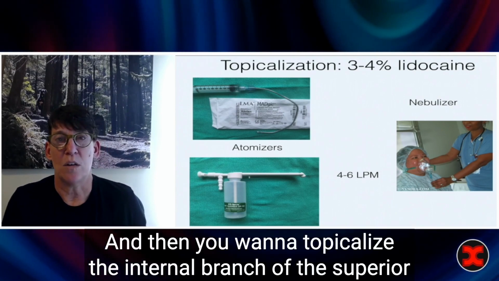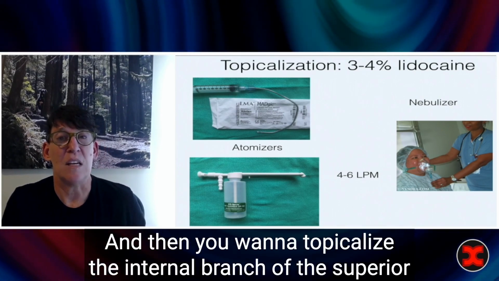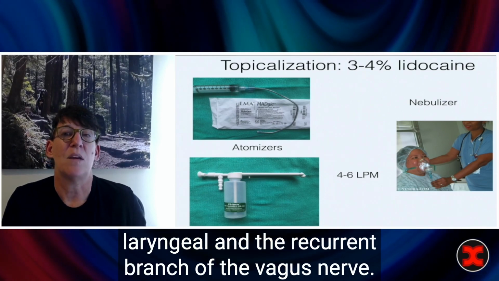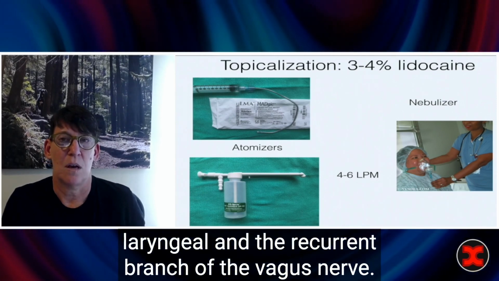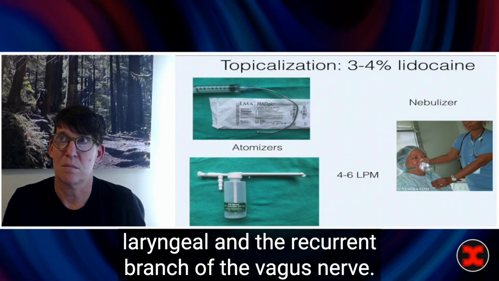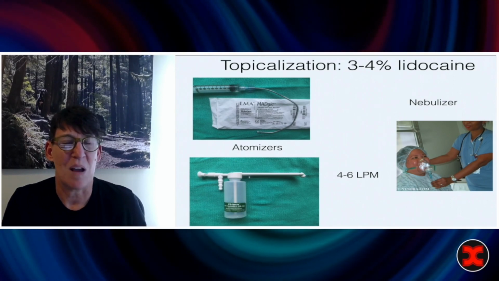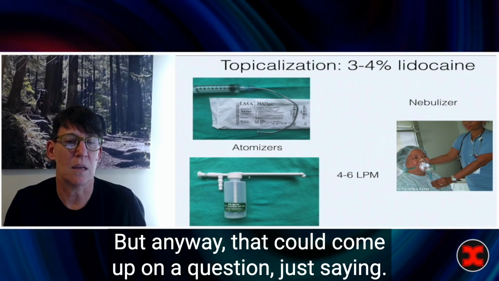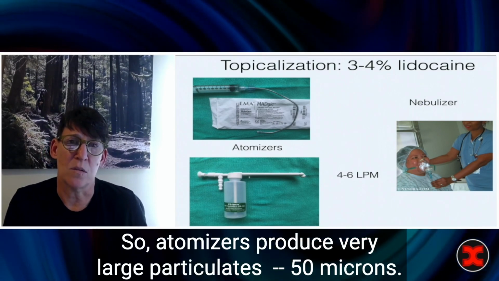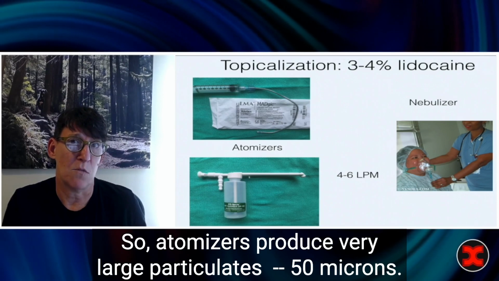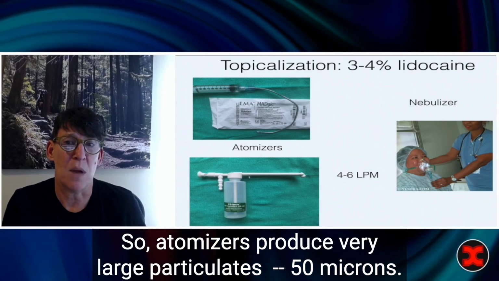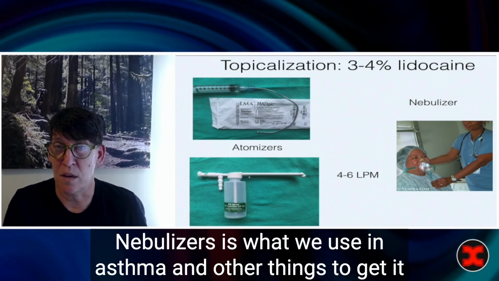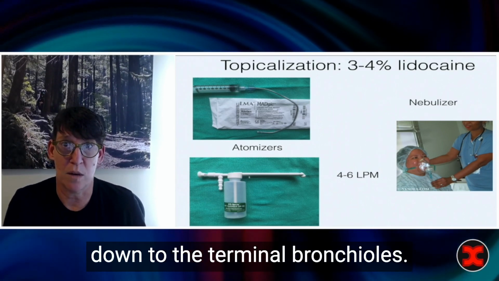And then you want to topicalize the internal branch of the superior laryngeal and the recurrent branch of the vagus nerve. I always get that mixed up. But anyway, that could come up on a question, just saying. So atomizers produce very large particulates, 50 microns. Nebulizers is what we use in asthma and other things to get it down to the terminal bronchioles.